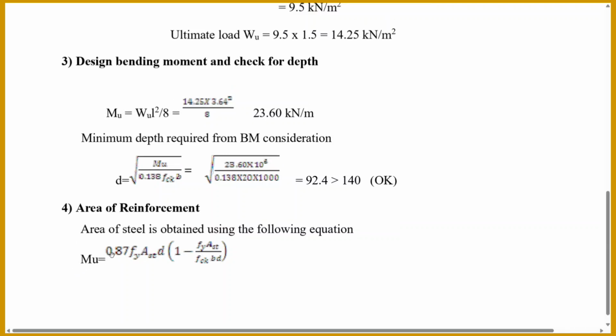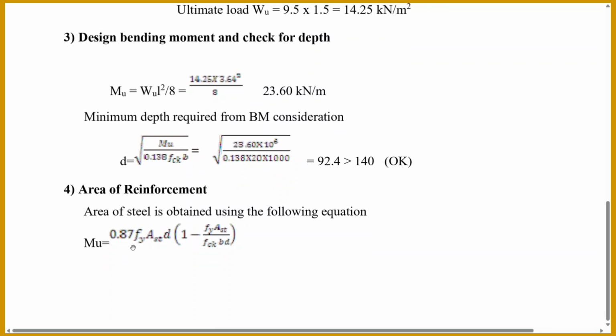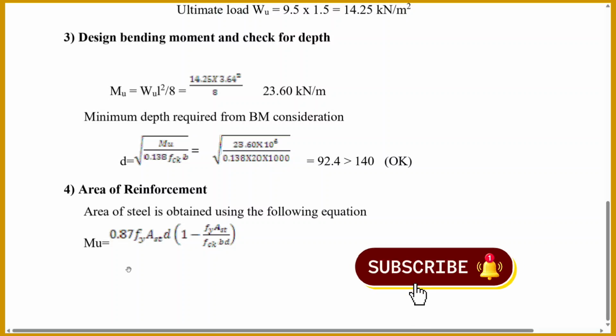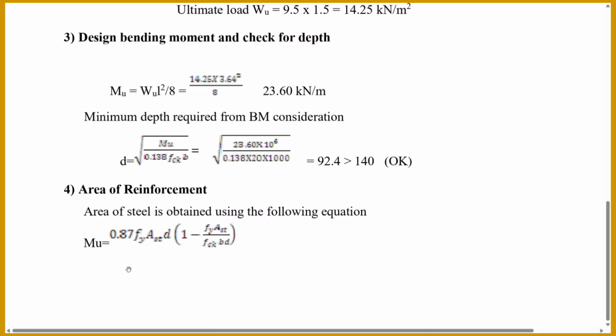For finding Mu, this is the formula. You have to remember it, or write it in your notes. Mu is equal to 0.87 Fy AST D in bracket 1 minus Fy AST upon FCK BD. B is the width of the slab, 1 meter is considered. D is the depth of the slab. FCK is the concrete grade. Fy is the steel grade. AST is the area of steel, and Mu is the moment as we derived earlier.